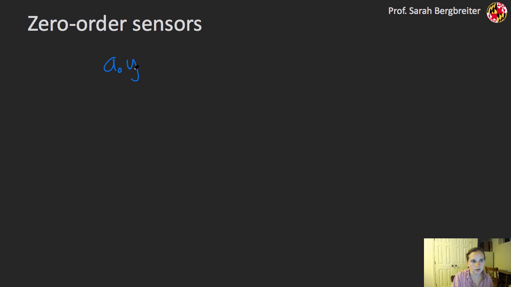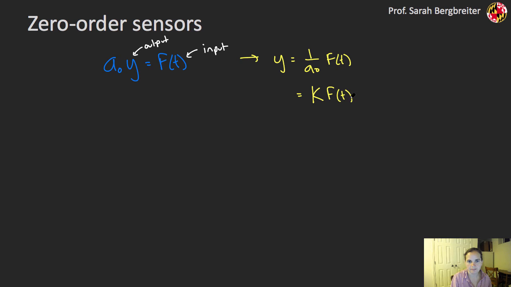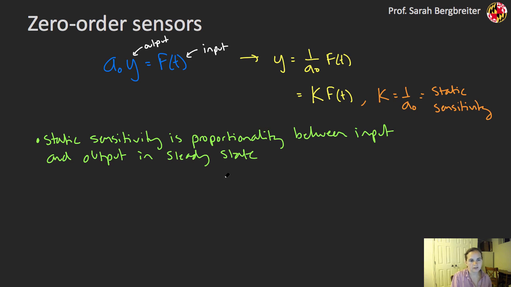So I was describing those by this equation right here, where I have a naught y is f of t. Remember, based on my definition that I had on the previous slide, f of t is effectively my input, y is my output here, and a naught is the coefficient on that, so I can rewrite this to get y is 1 over a naught times f of t. Or I could think of this effectively as a sensitivity, so just k f of t, where k here is 1 over a naught, and I'm defining that as my static sensitivity in this sensor. So static sensitivity is proportionality between input and output in steady state.